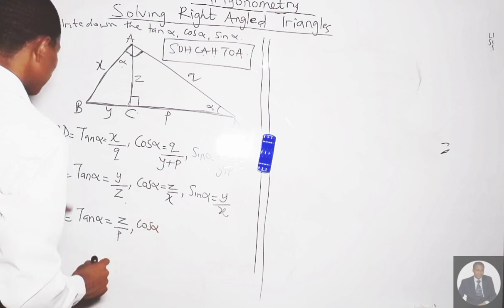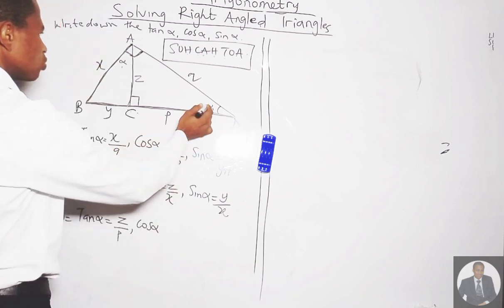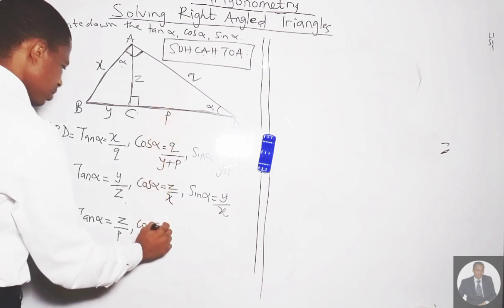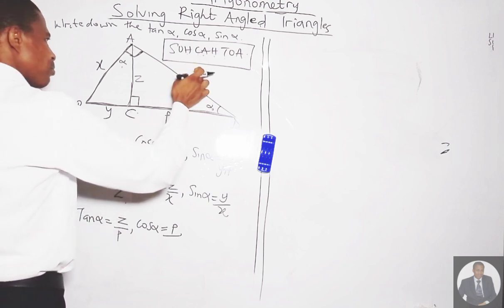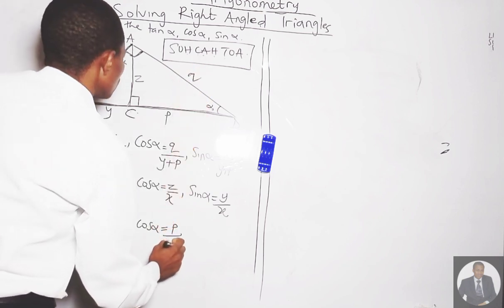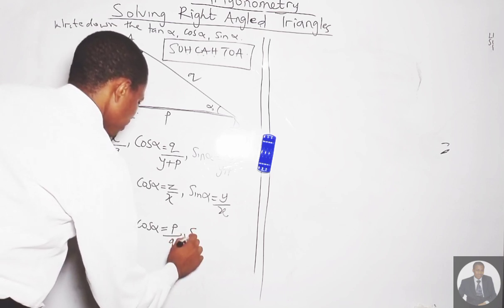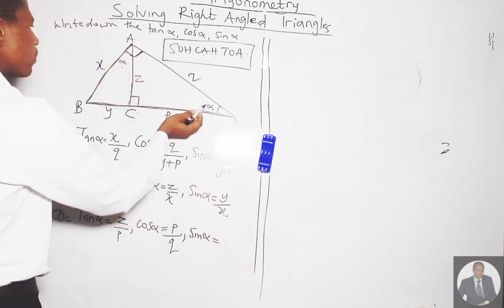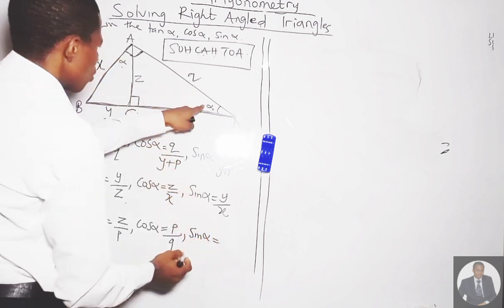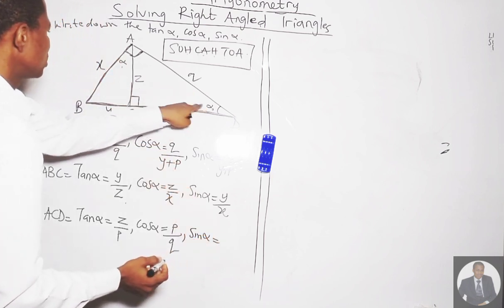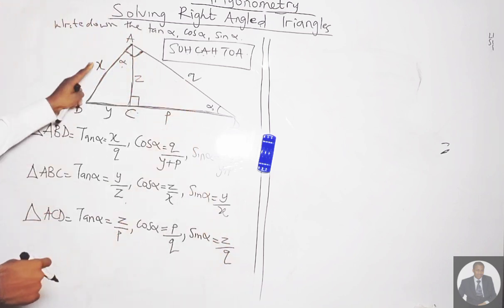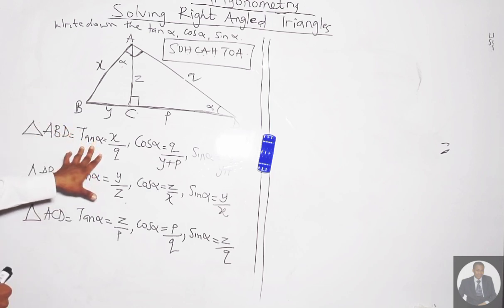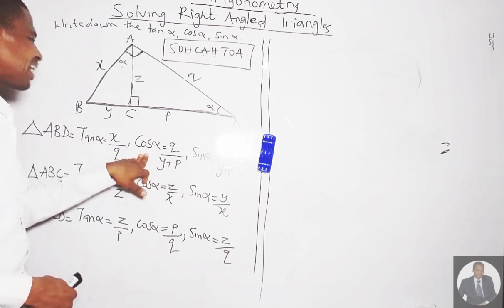Cos alpha for triangle ACD. Cos will be adjacent. What's adjacent? p. What is the hypotenuse? Cos is adjacent over hypotenuse. The hypotenuse will be q. Sine alpha. What's sine? Opposite over hypotenuse. What side is opposite this angle? z over hypotenuse q. With this simple question, we can master what tangent, cosine and sine of an angle are.